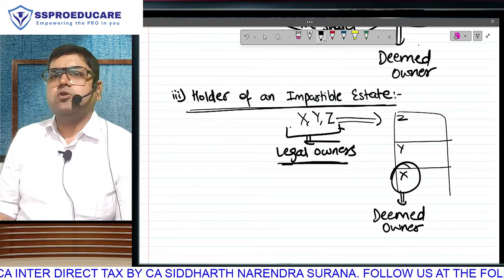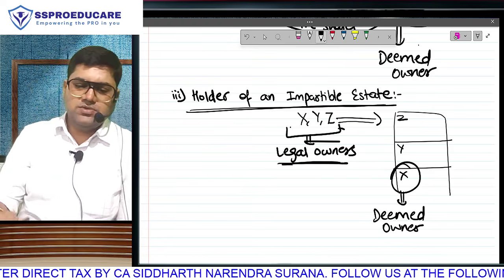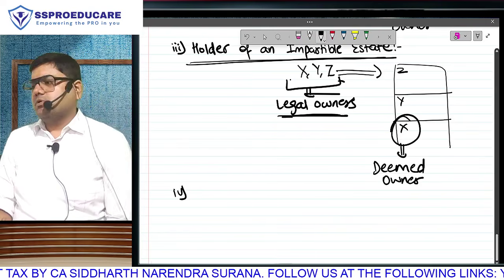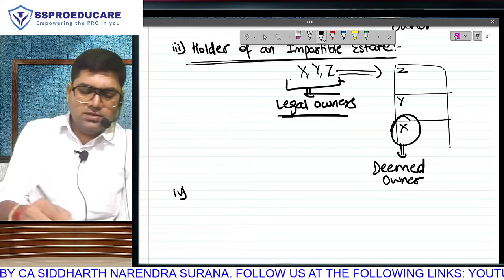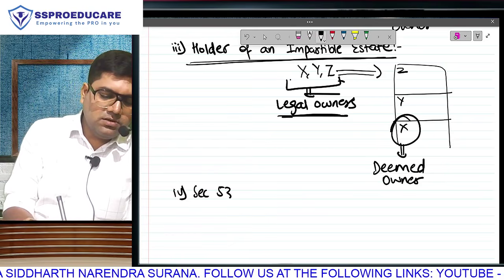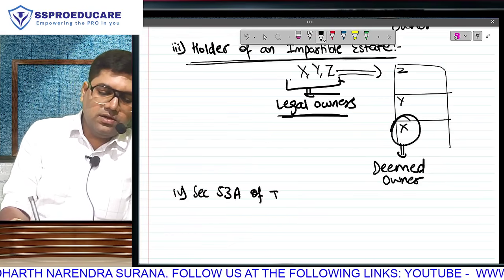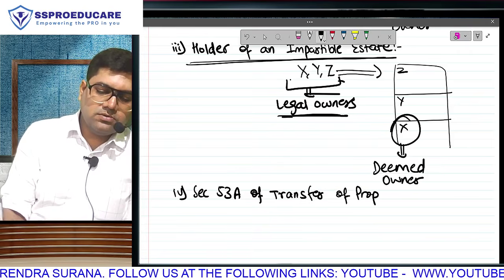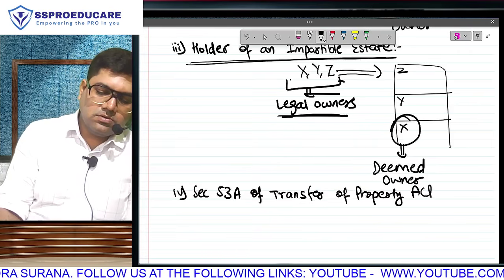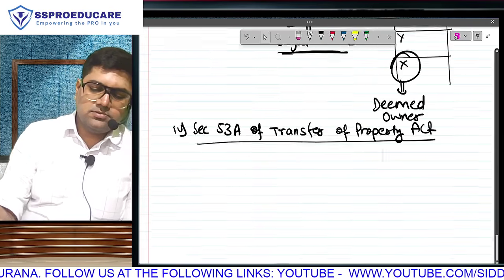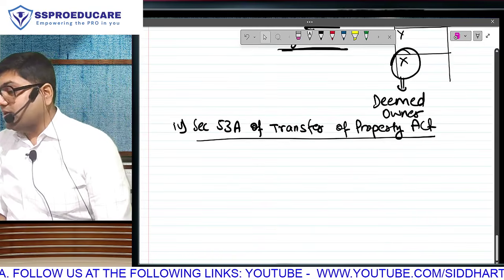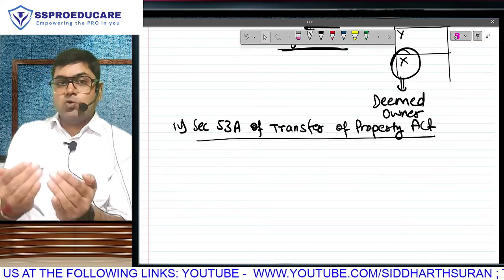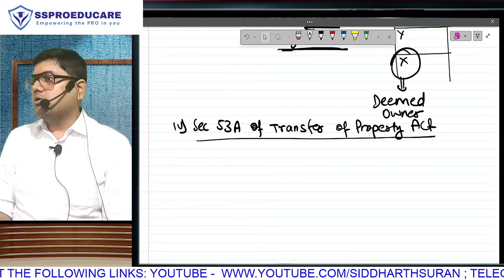Clear? So who is going to pay tax on the rental income here? X. Understood? Third case of deemed owner. Fourth case of deemed owner. This is section 53A of, in India there is a law called Transfer of Property Act. Meaning, this section 53A is not of the Income Tax Act, it is another law, the Transfer of Property Act. We are borrowing this condition from that other law.